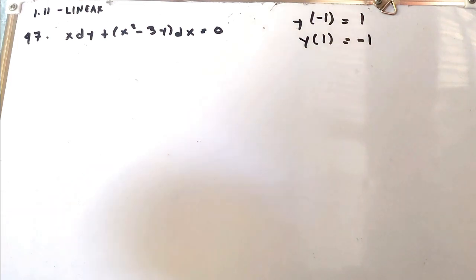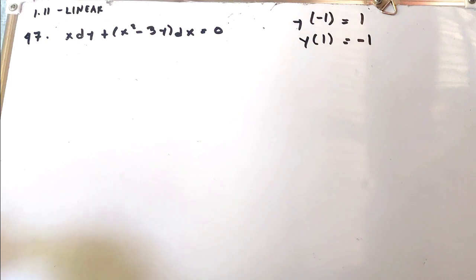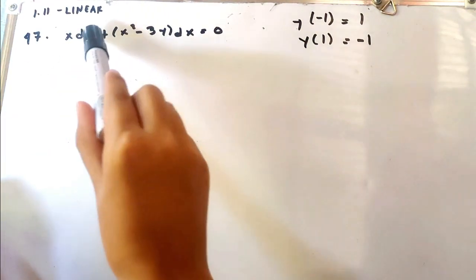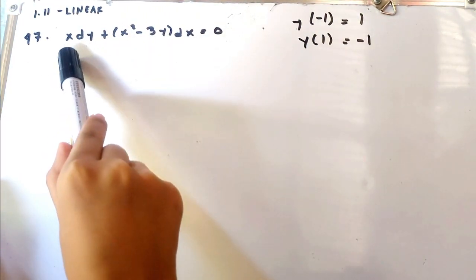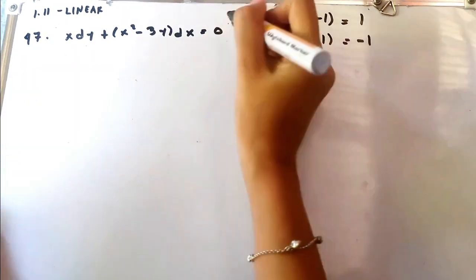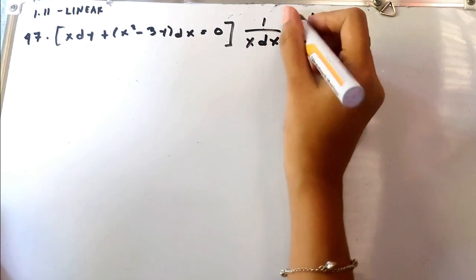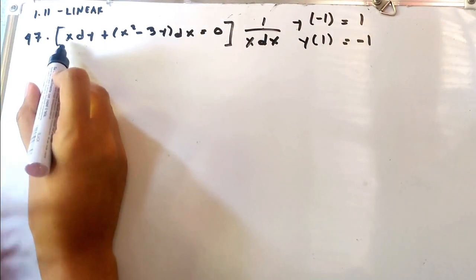Let's proceed to linear equation. This is our problem number 2. x dy plus (x squared minus 3y) dx is equal to 0. We also have a condition here. We need to eliminate the x here, then dx, so we need to transpose the dx. Divide both sides by x dx, so the x here will cancel.